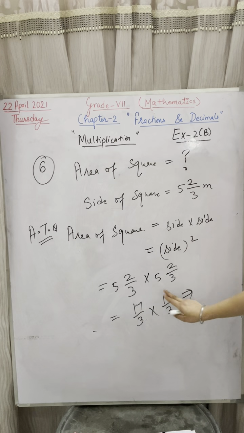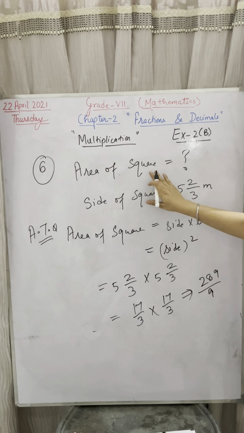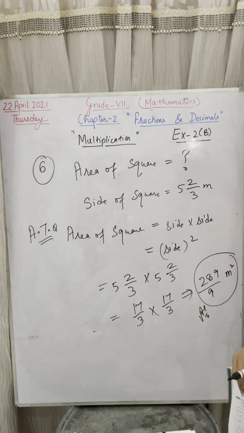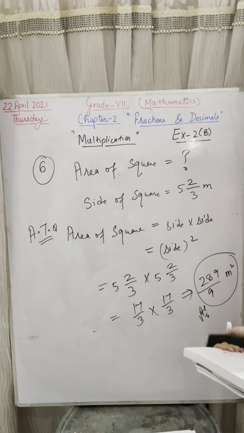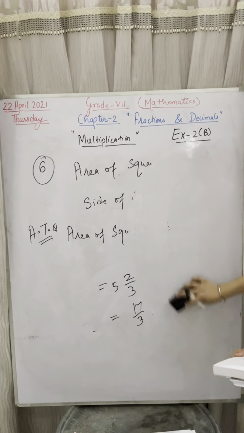Yes. 17 square is 289 divided by 3 3s are 9. And whenever you are going to find out area, your area will come in meter square. Meter square. That will be the answer. Alright? Okay, now let's move to the next question. Please mark some question which I am giving you for the homework.